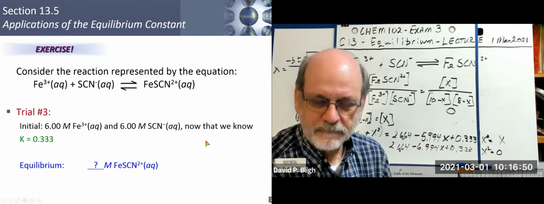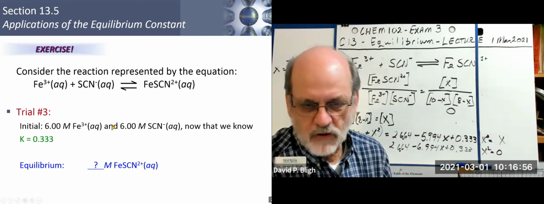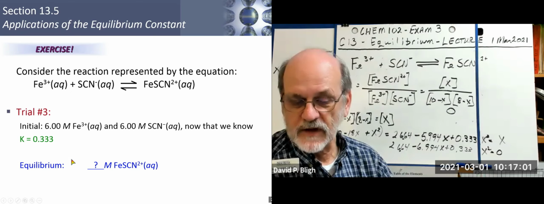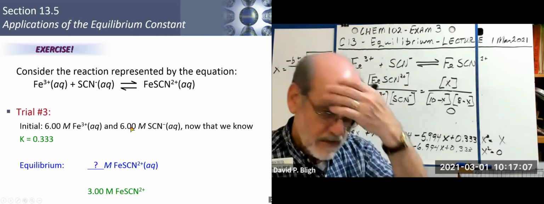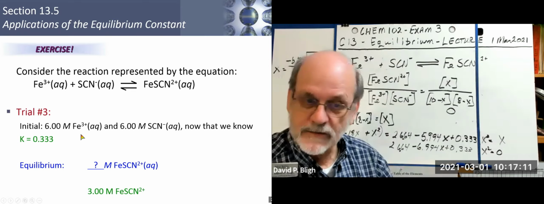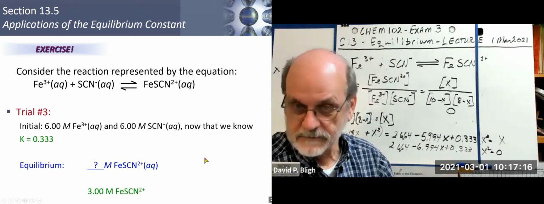All right. So if we go through that same process again, but we have a different starting point, then we end up with a different value. Right? 3 now. If we start from 6 and 6, we end up with 3 molar iron thiocyanate. And that leaves 3 of these behind and 3 of those behind. So it's 3, 3, and 3 in this case.